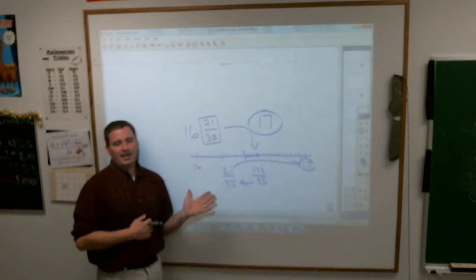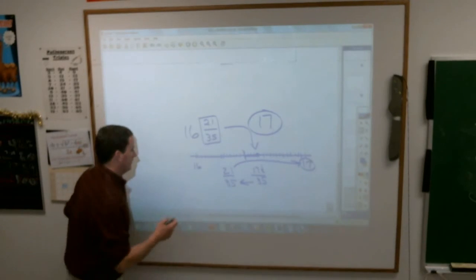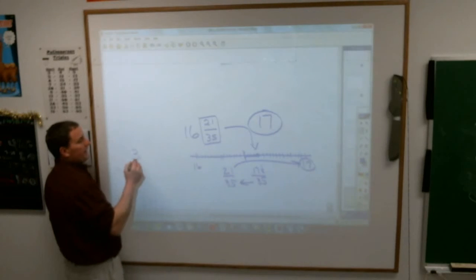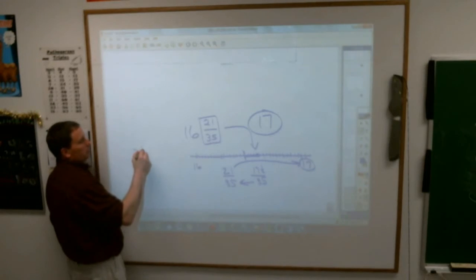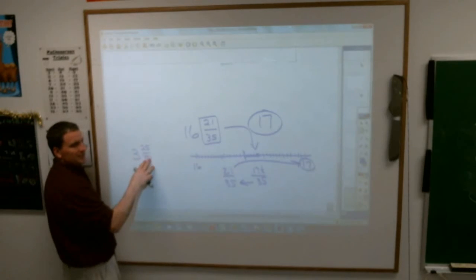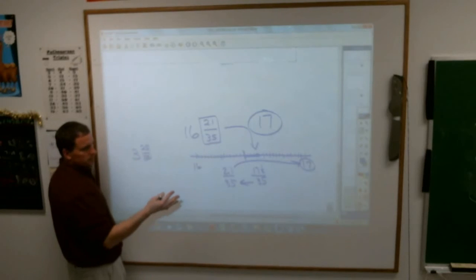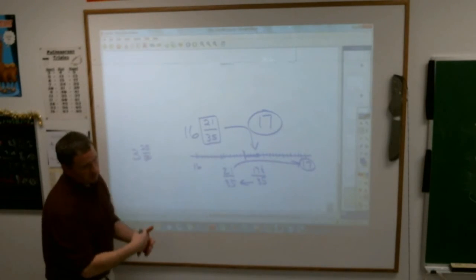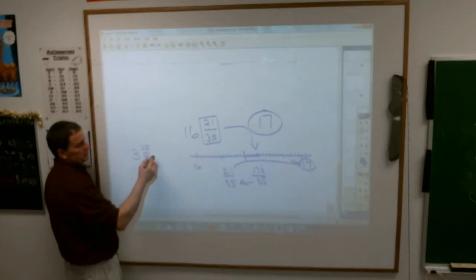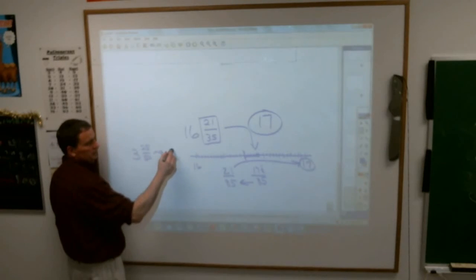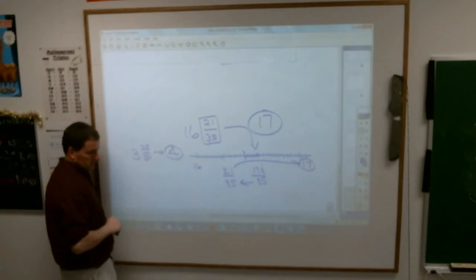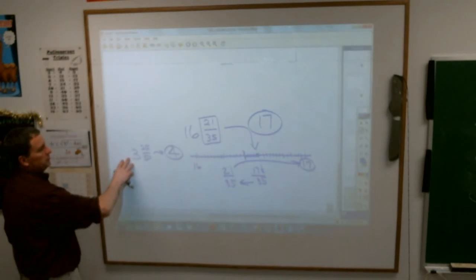What if it's exactly half? What if I have 3 and 25 over 50? We've made the call: if it ends up being exactly half, we are always going to round up. So this would actually end up being 4. Even though it's exactly in the middle, we are going to round that up.